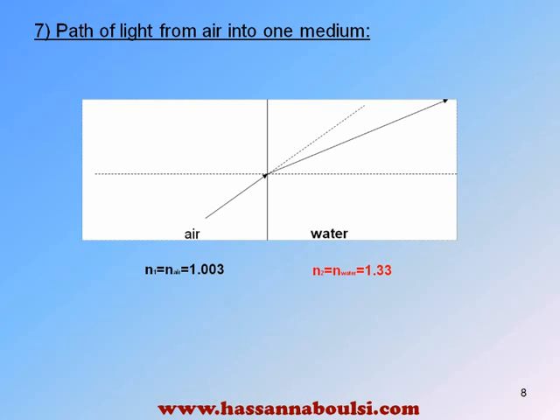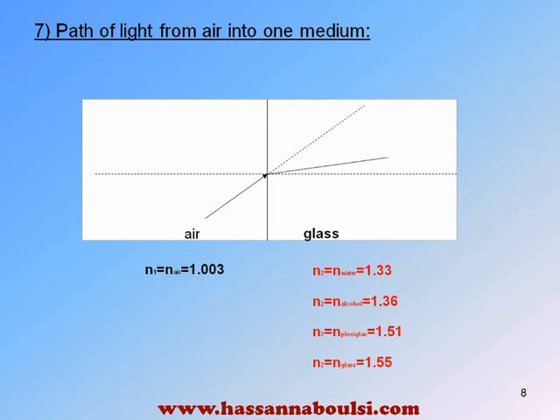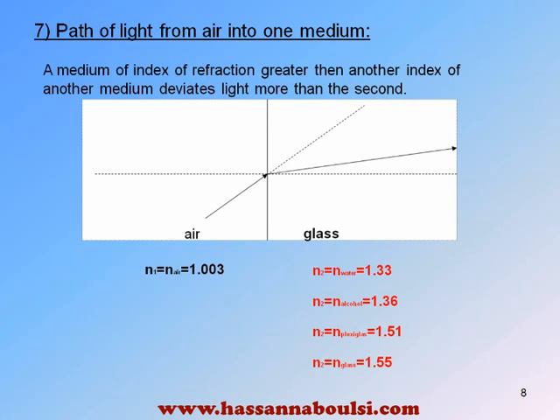But let's change the second medium and place, for example, alcohol of index of refraction 1.36. Then light deviates more and more. Let's take now plexiglass, it deviates also more and more. Then let's take also glass of index of refraction 1.55. It deviates more and more and more. Then a medium of index of refraction greater than that of another medium deviates light more than the second one.